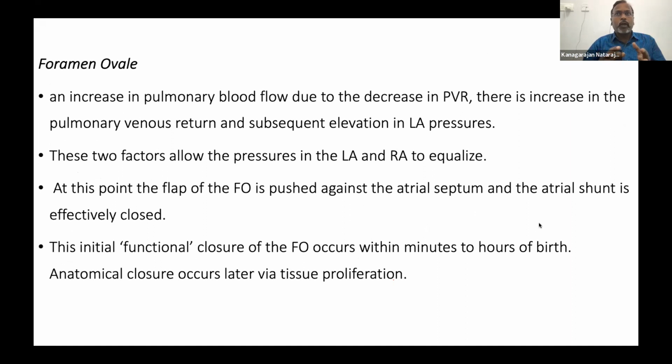Then what is happening to the foramen ovale? We know that before birth, the right side pressures are more, the left side pressures are less. So the RA pressure is more than the LA, and there is a shunt across, right to left. Now, because the LA starts receiving blood, the left side pressure starts increasing. This allows equalization of both the pressures. So the flap-like foramen ovale is pushed against the atrial septum and the shunt is functionally closed. This initial functional closure of the foramen ovale occurs within minutes to hours of birth. Then anatomical closure occurs late.